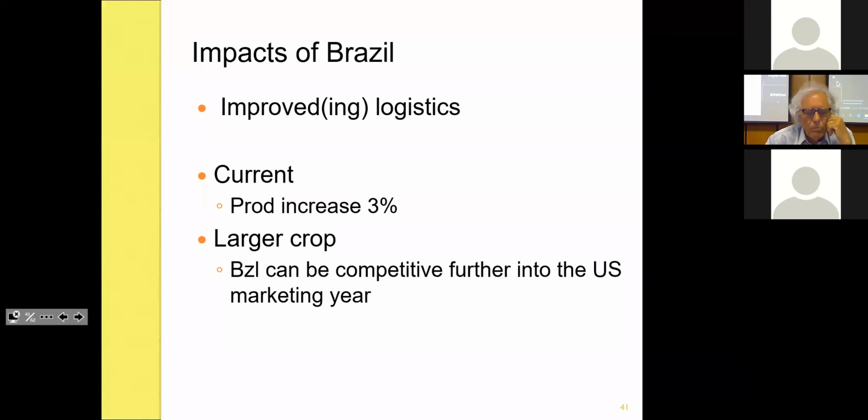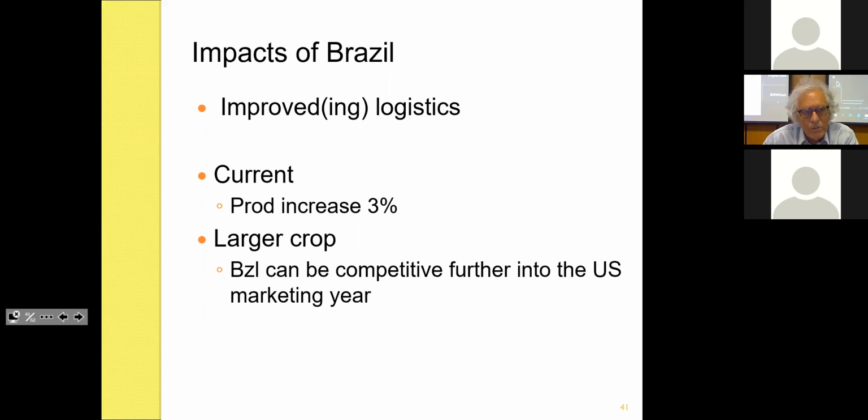So let's talk about Brazil. Just briefly, Brazil has had substantially improved logistics in their market system. I'll highlight that in just a moment. As they look forward, they expect acres to go up 3% this coming year, and a 6% increase in production. News story out this morning. The implication of this is that Brazil used to be able to only export 5 million tons a month. Now their export capacity is about 11 million tons a month.